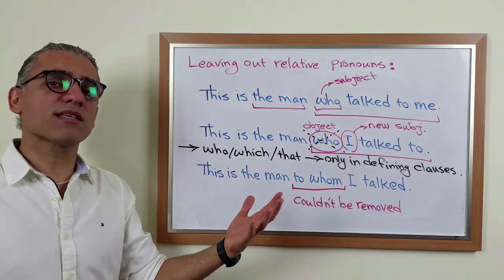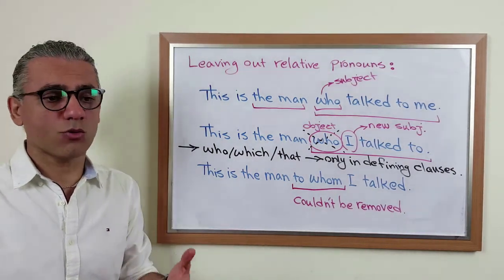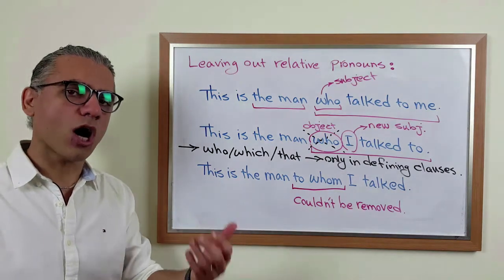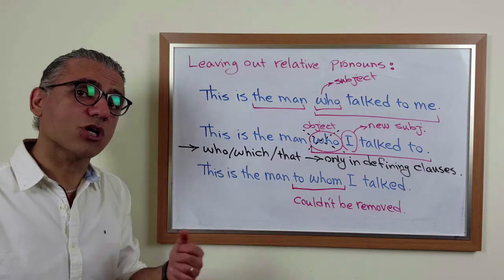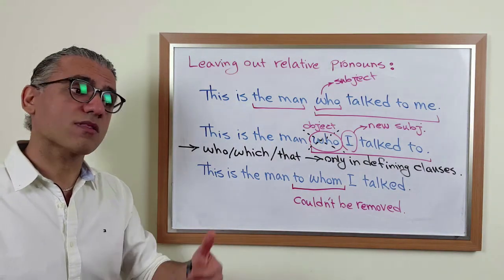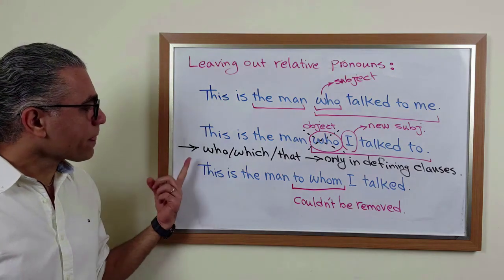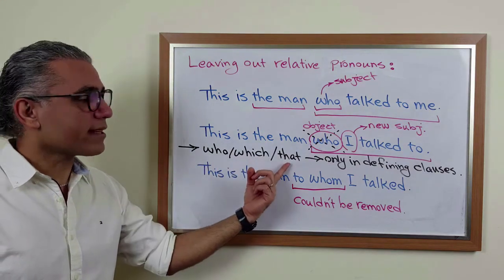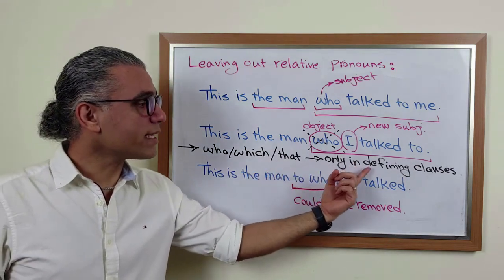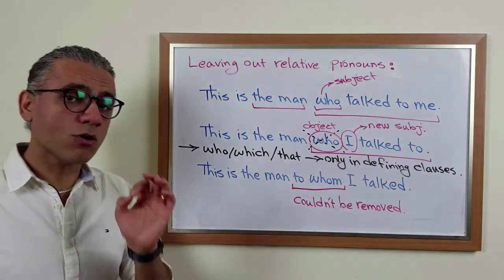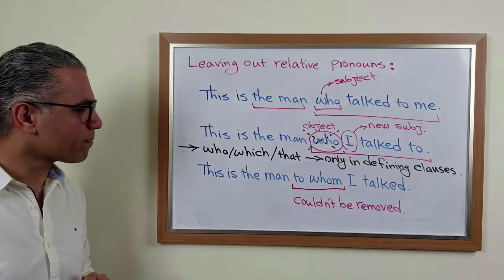This is the house I want to buy. You don't need to mention which. This is the house which I want to buy, because in the clause you have a new subject, I. Or this is the house they want to see. And with who, which, and that, you can leave them out of the sentence only in defining relative clauses and only when they are the objects of the relative clause.